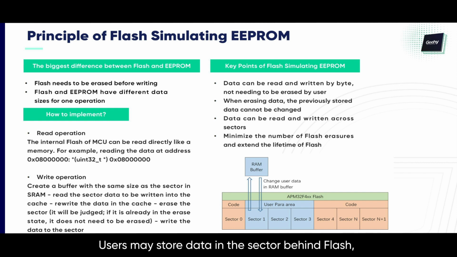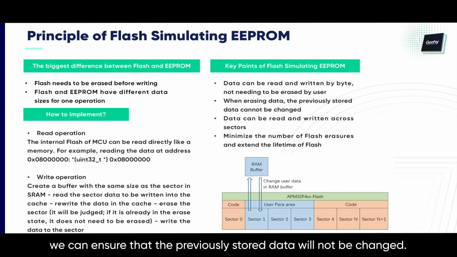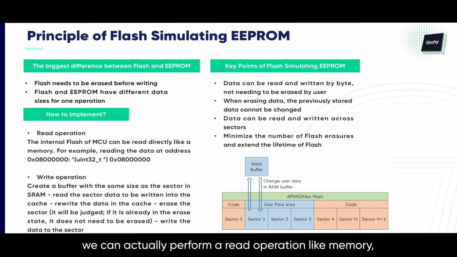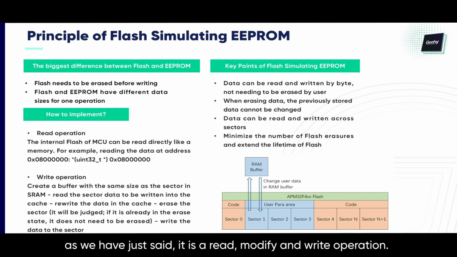Users may store data in sector behind flash, so when we write data of a sector, we can first read the sector into a RAM. Then we can modify the data you want to write in RAM. After modification, we write it back. This is a read, modify and write operation. In this way, we can ensure that the previously stored data will not be changed. How to implement it? For the read operation, we can actually perform a read operation like memory, and read is relatively simple. As for write, as we have just said, it is a read, modify and write operation.